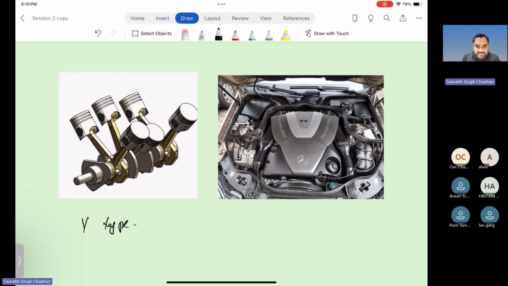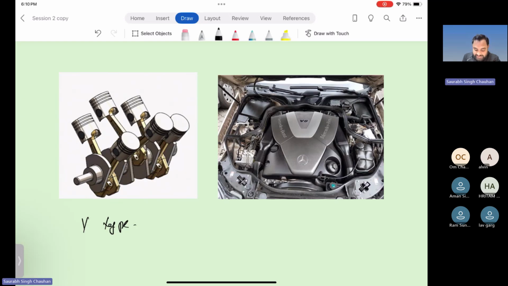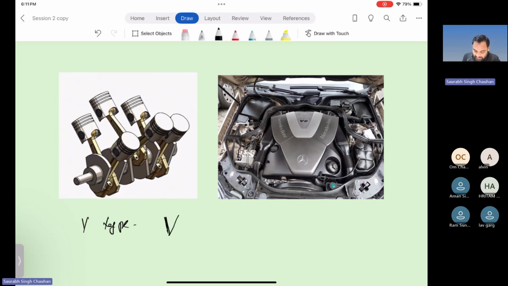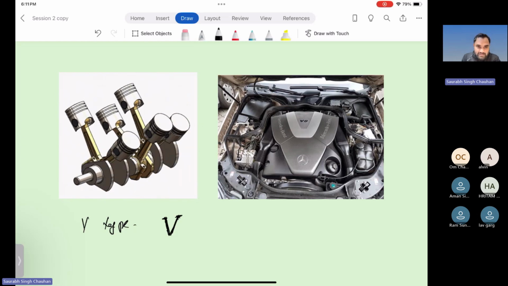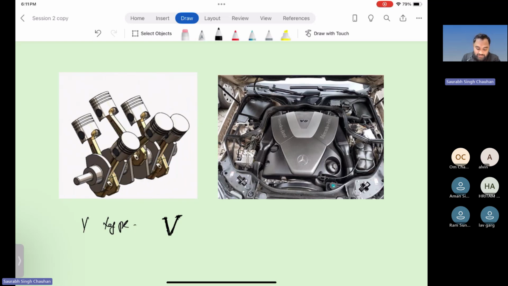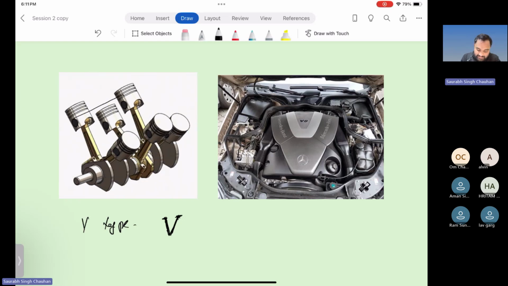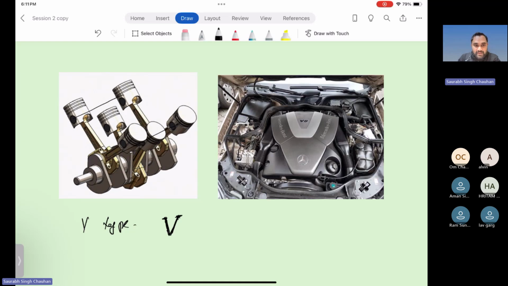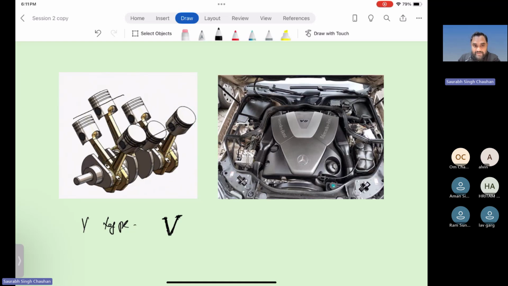So in V type of engines, your cylinders are arranged in V shape. Okay, the letter V of the alphabet. So these cylinders are arranged in V shape. So can you see there are two pairs of three cylinders. Okay, and these are three cylinders, and again there are three cylinders, and these are in shape V. Okay, and they are moving in a very particular fashion, in a very unique fashion.